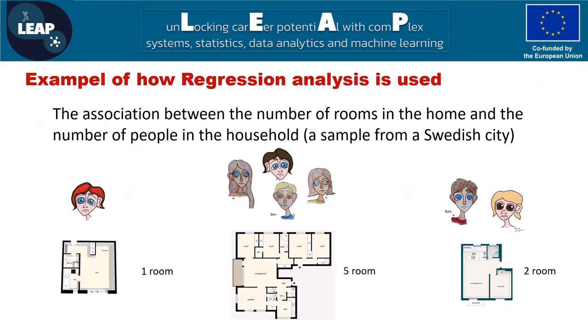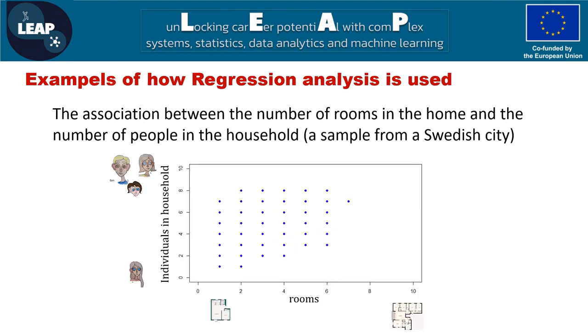I will now give an example of how regression analysis is used. What we're going to look at is the association between the number of rooms in the home of Swedes in a small city and the number of people in the household. So here I have made a scatter plot of the data. By looking at that, we see that there seems to be some kind of positive relationship in the sense that the more rooms, the more people in the household and vice versa.